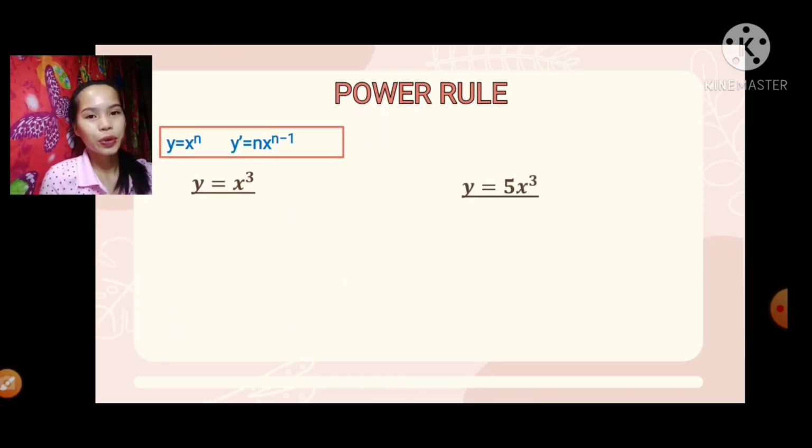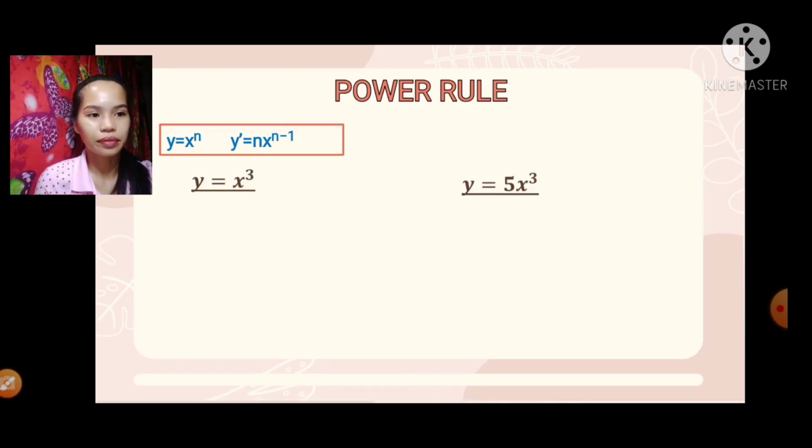The first rule in derivatives is the power rule. The power rule says that the derivative of y equals x raised to n is y prime equals n x raised to n minus 1. So we have here an example.